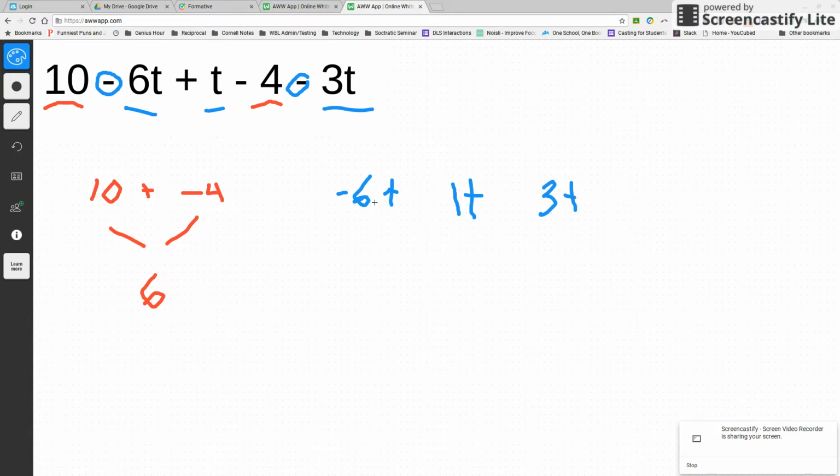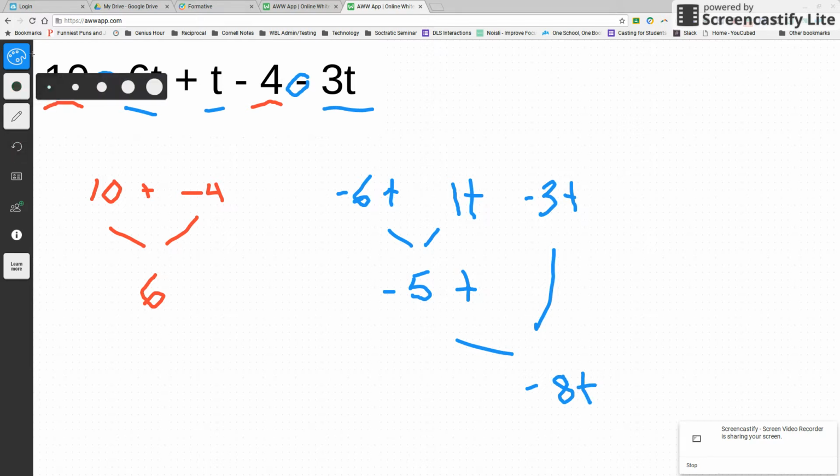All right, if I have a negative 6t plus 1t, that gives me negative 5t. All right, and then, I forgot to make this negative, negative 5t plus a negative 3t. Remember, if we're at a negative number, it's the same as subtracting. We're getting further away from 0. So negative 5 plus negative 3 would be negative 8. And we're working in t, so we have negative 8t. Now I write my final answer, which means that we've combined it all, would be 6 plus negative 8t.